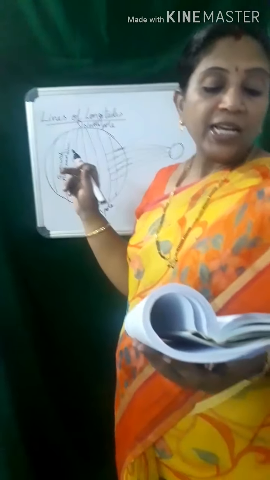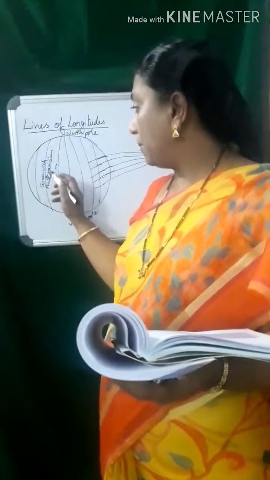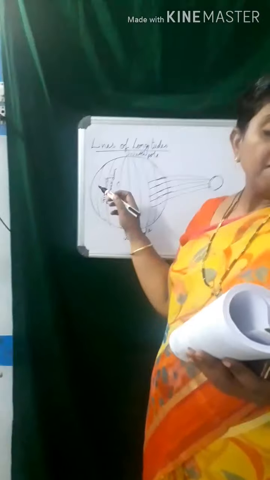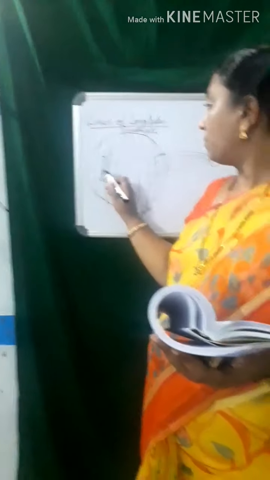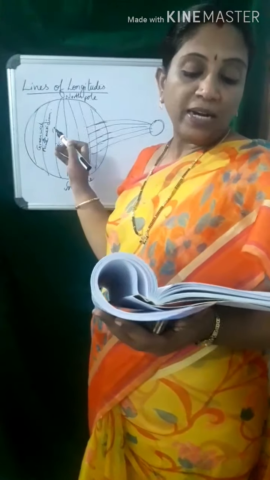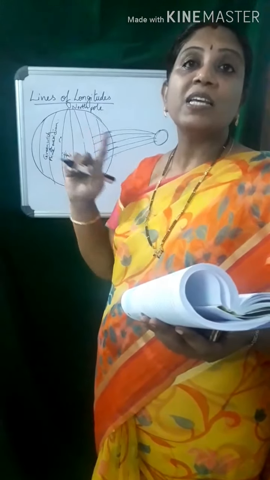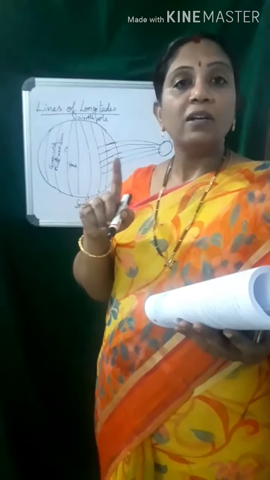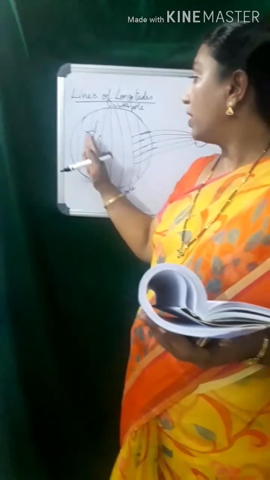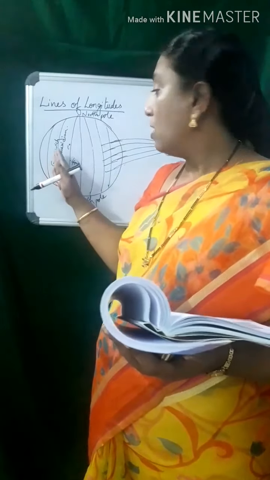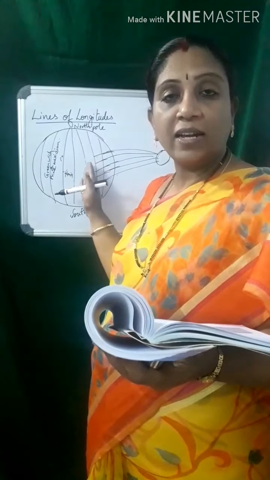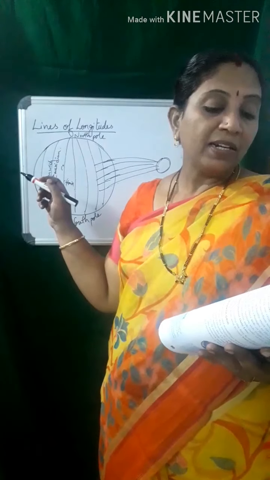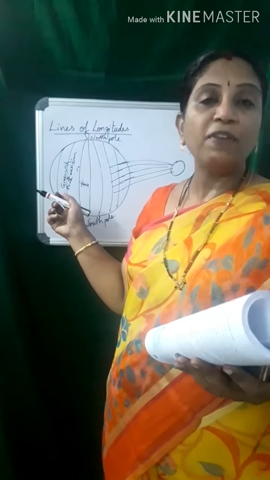For example, if the time at Greenwich is 5 p.m., then the time at the 15 degrees east meridian would be 6 p.m. That means there is a 1 hour gap. For every 15 degrees we will have 1 hour difference. So if it is 5 in Greenwich, after 15 degrees of meridians the time will be 6 p.m., and the time at 15 degrees west longitude would be 4 p.m.